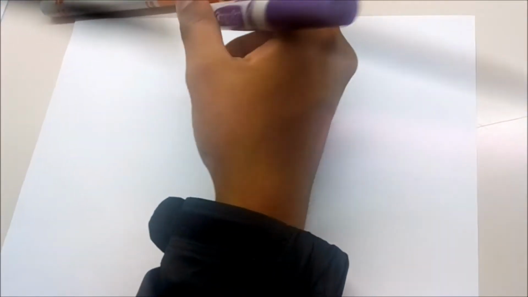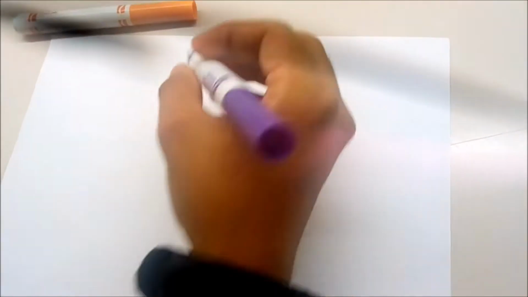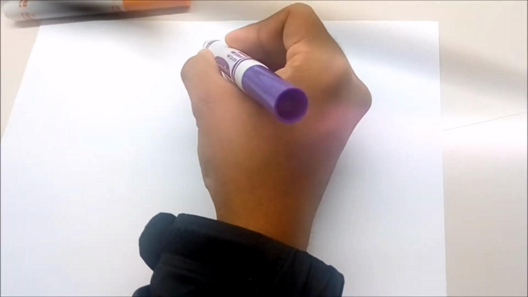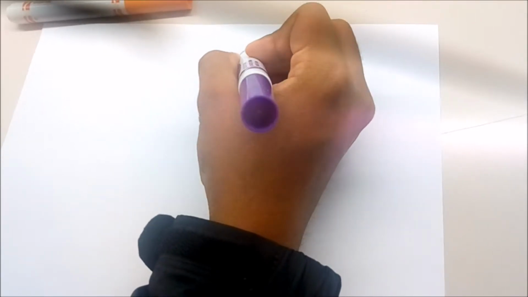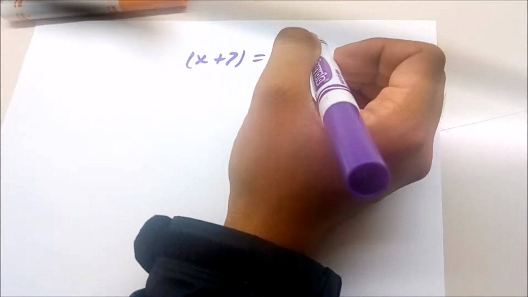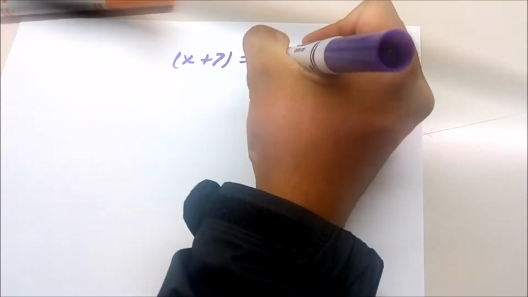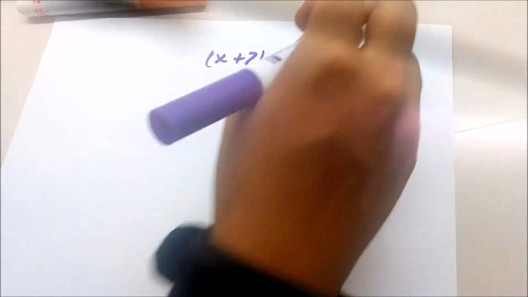So to solve an absolute value equation, you have to set the equation equal to 0. So for example, it could be x plus 7 equals 0. And then replace the 0 with y or f of x, like that. And that's really it.